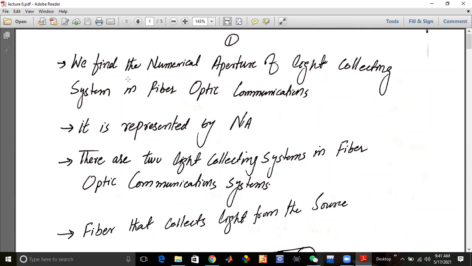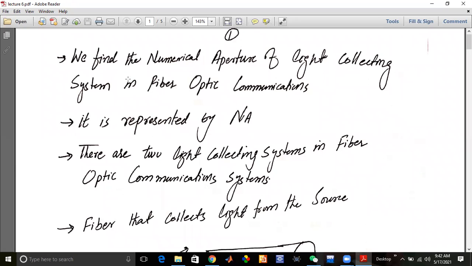There are two light collecting systems in fiber optics communication. If we want to communicate through optical fiber, there are two types of collecting system. What is meant by collecting? It is the system which collects the light.